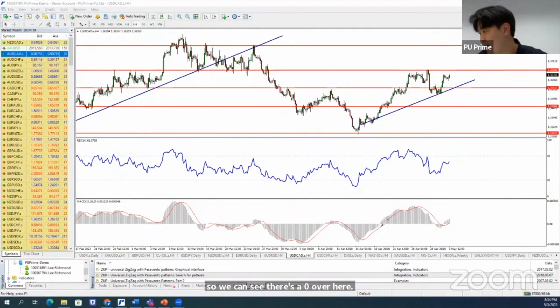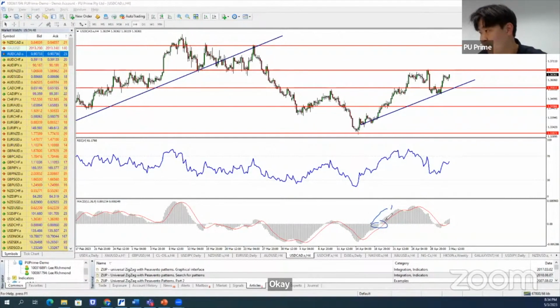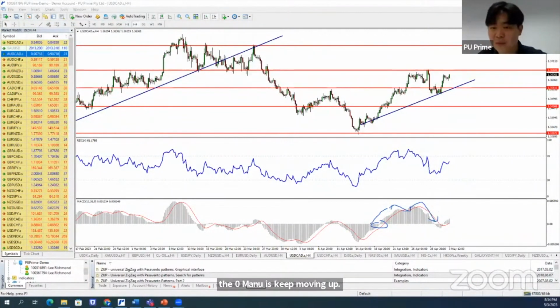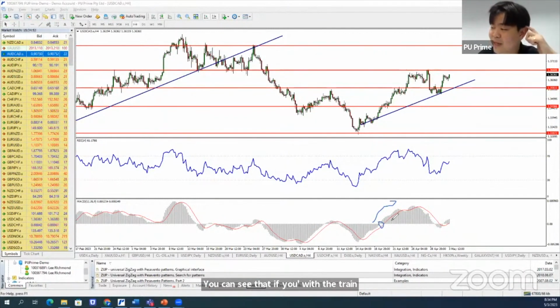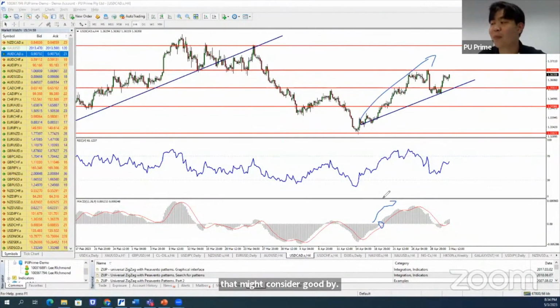And then you can see there's a different histogram, like this. When the histogram keeps moving up from the 0 magnitude, non-stop, and does not turn below, like it keeps moving up around here, you can see that it goes with the trend. So once you notice that the histogram is slowly moving up, it might be considered a good buying trend already. So this is an example. Once it moves up, it's what we call bullish momentum increasing. The candlestick also keeps moving up, so this is a good buying trend.